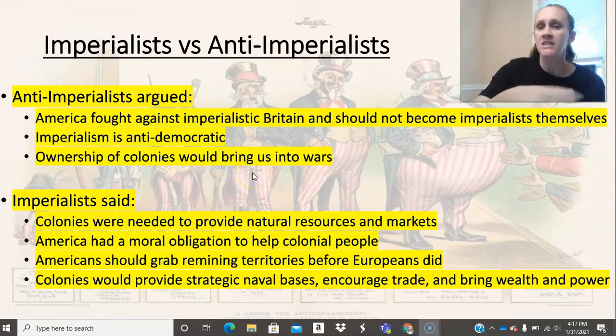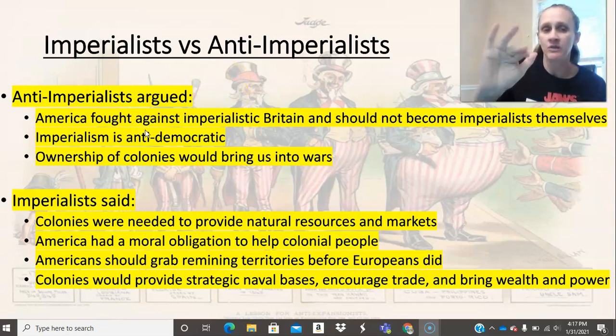They both have substantial arguments for their side of this conflict. But this is something that's going to long divide our government and our people.